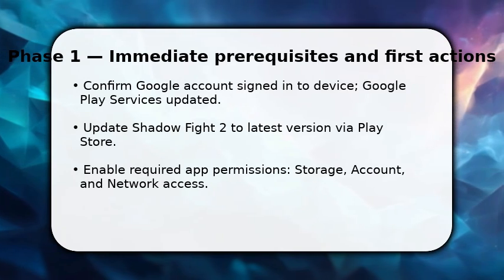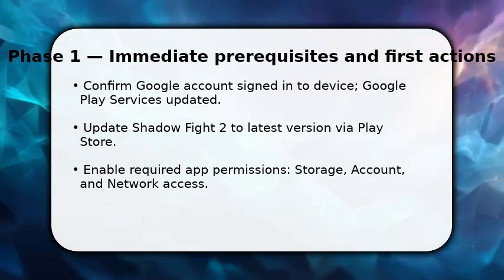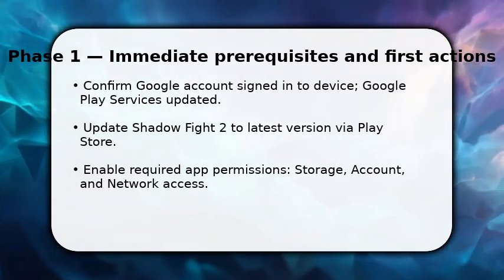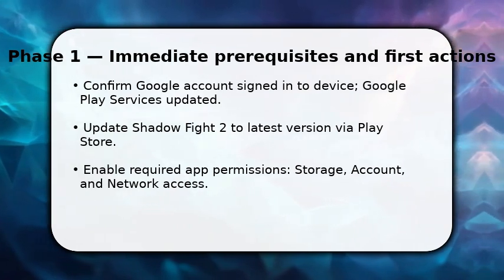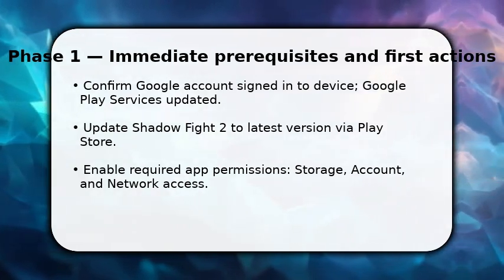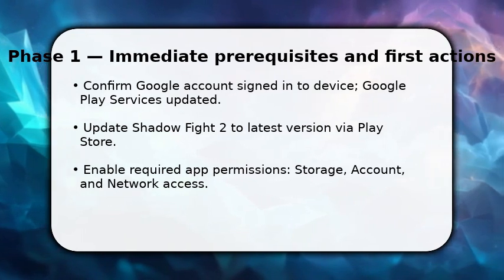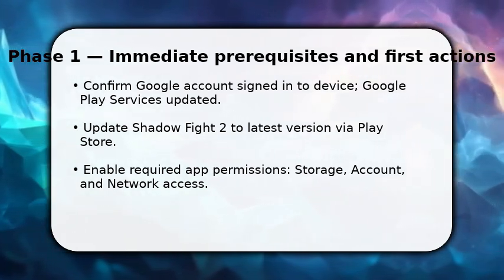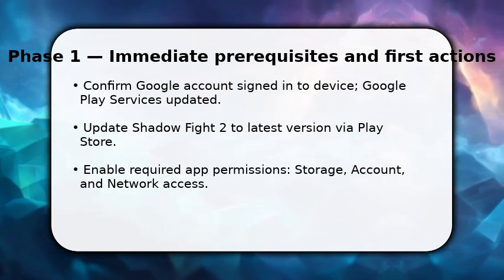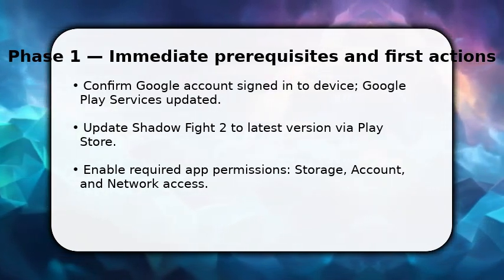You start by making sure your device is ready. Sign into the Google account you want to use and update Google Play services. Once done, update Shadow Fight 2 to the latest build and enable storage and account permissions so the game can read and write data. Open the game, go straight to Settings, and tap the Google Play or Connect button.